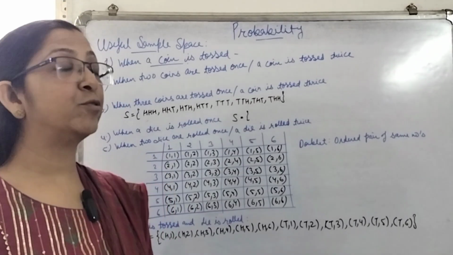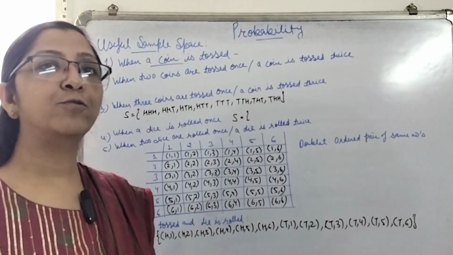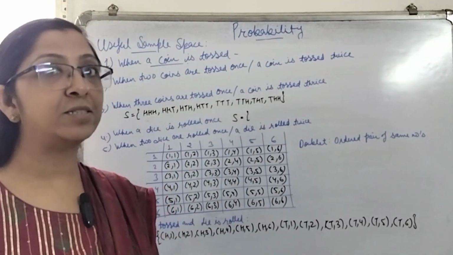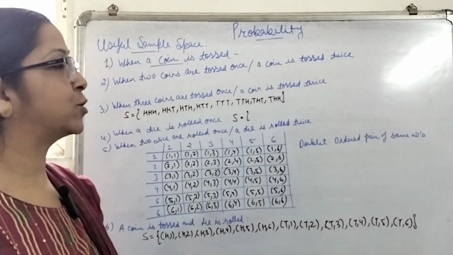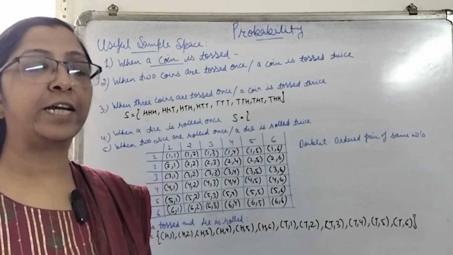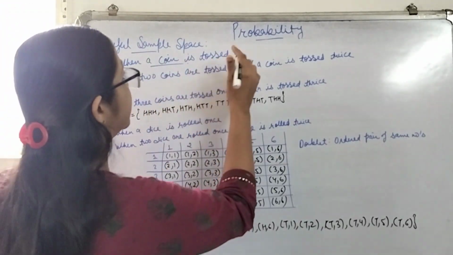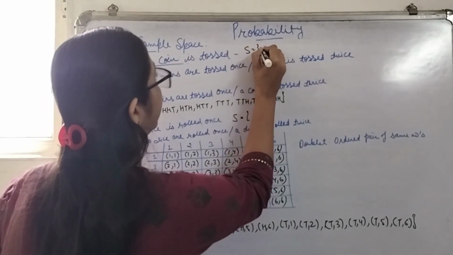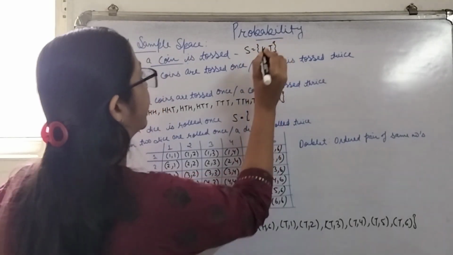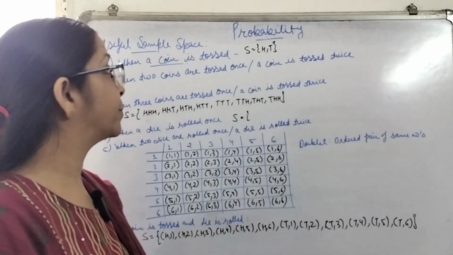Now let's see some useful sample spaces for the types of questions generally asked. When a single coin is taken and tossed, what could be the sample space? Either head will come or tail will come. This will be the sample space.